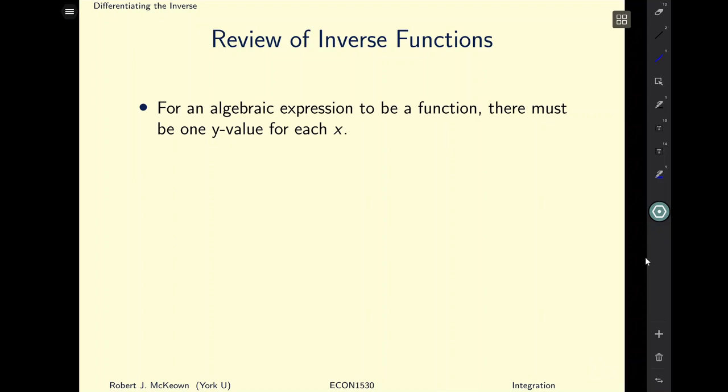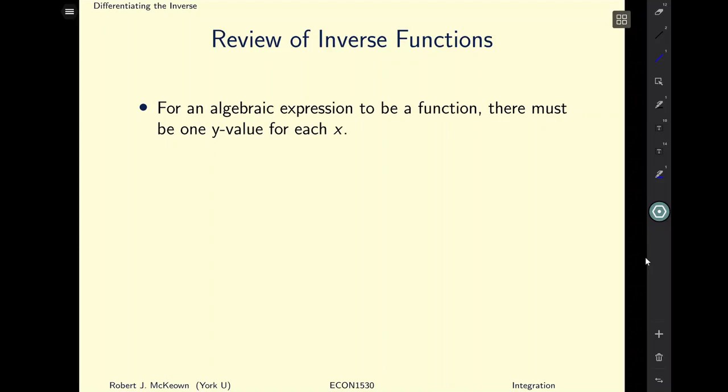It's possible in economics that we might have a function and we might be interested in its inverse. And so we're going to talk about what is an inverse function, what's a function. We'll review that in a moment. The reason we're going to do that is because if we know what the function itself is, we can actually infer something about the derivative of the inverse function, even if we cannot explicitly solve for the inverse function. We're going to look at a couple examples where this is the situation.